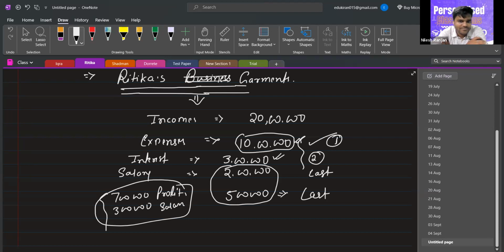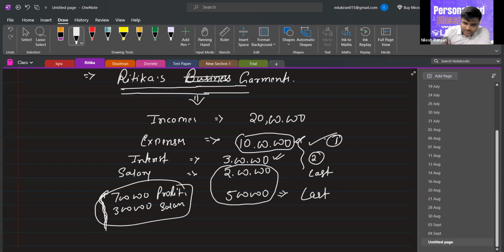Yes, sir. So in these four, the expenses, interest, salary, and profit, you can change this amount. Yes or no? It is up to you. So that's why both of these will be paid in last, and the expenses and interest will be paid before. Okay, sir.